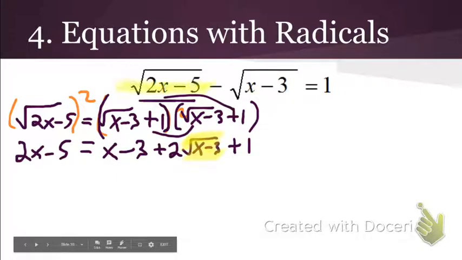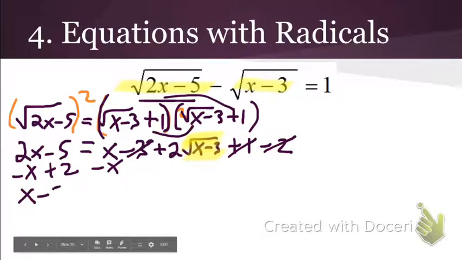Now we want to get this radical expression alone. So we went from 2 radical expressions to 1. So now we have to isolate that. If we combine the negative 3 and the 1, that would be a negative 2. So if we add 2 to both sides, that'll get rid of it here. And subtract x on both sides, that'll get rid of that there. So you'd get x minus 3 is equal to 2 root x minus 3. If we divide both sides by 2, we get x minus 3 over 2 equals the square root of x minus 3.